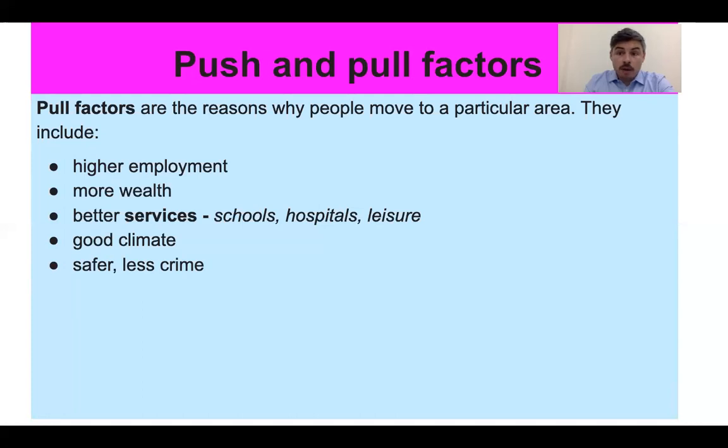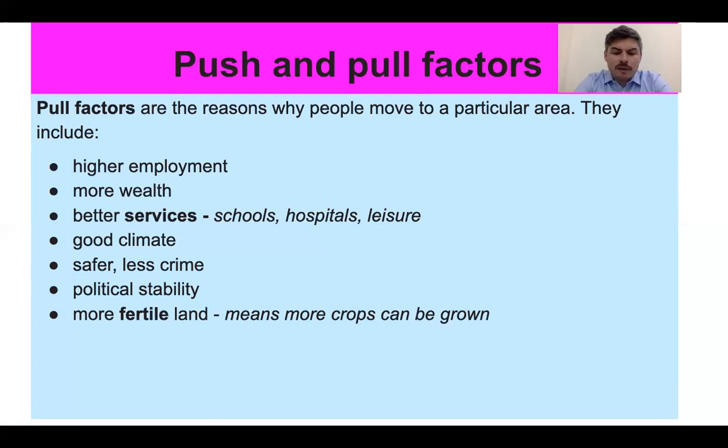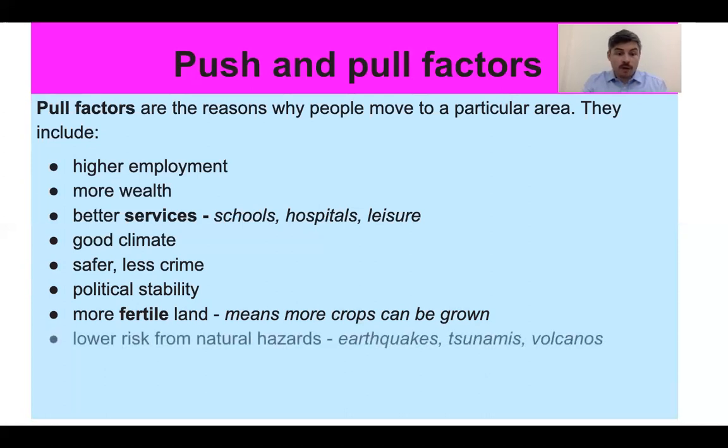Safer, less crime. Again, we talked about if people are safe walking the streets, they'll be happier. Political stability, more fertile land, which means more crops can be grown. This will attract people because it will mean there'll be food available. There's no chance of them starving. And lower risk from natural hazards, earthquakes, tsunamis, volcanoes. I don't think anybody would like to live next to a volcano, or anybody would like to live in a place where earthquakes happen all the time. So that's a bit of common sense.